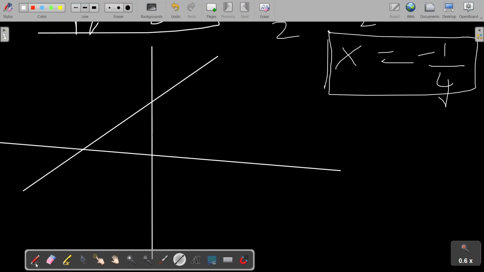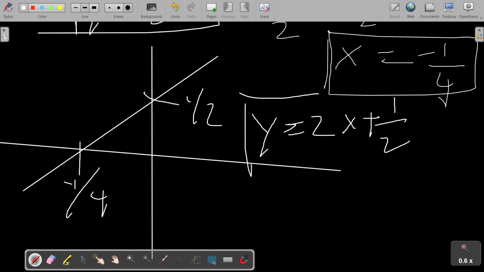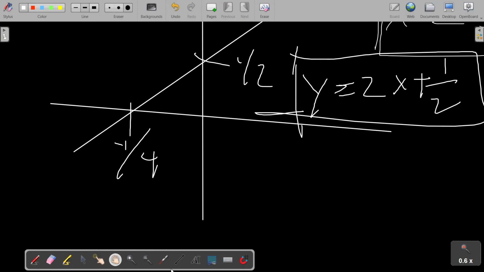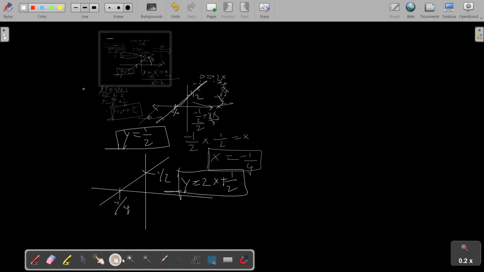Okay, this is negative 1 by 4. This is positive 1 over 2. Yeah, this is the straight line. This is y is equal to 2x plus 1 by 2. This is a straight line. We have drawn this straight line. This is also known as linear equation. So this is how we plot a straight line. Okay. So let's move on to another topic.